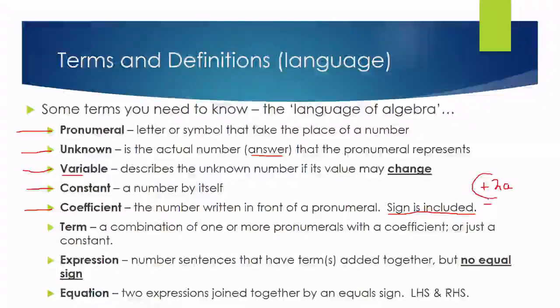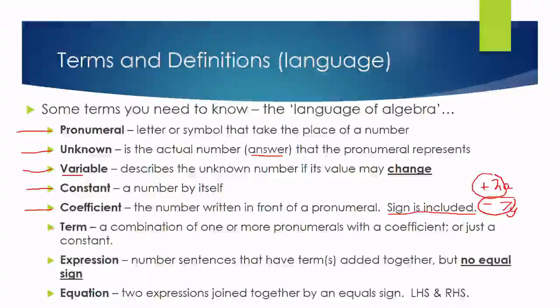So that's our coefficient there. Another example could be, say, negative 7y, and now the negative is included with the 7, and so that's why I've said there that the sign is included.